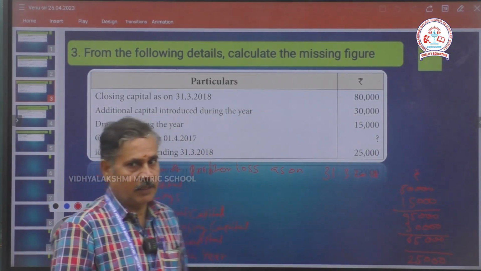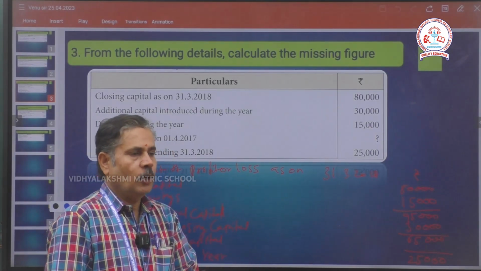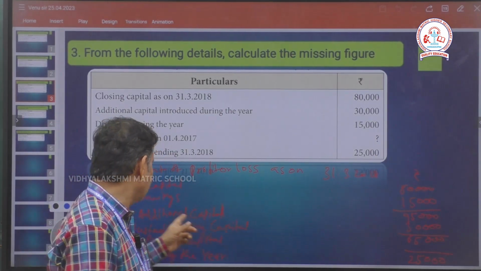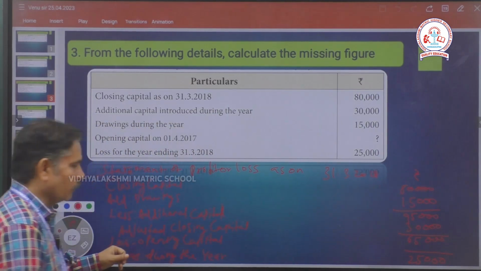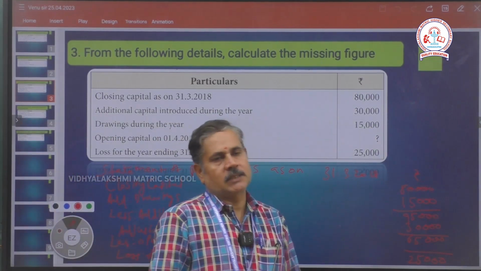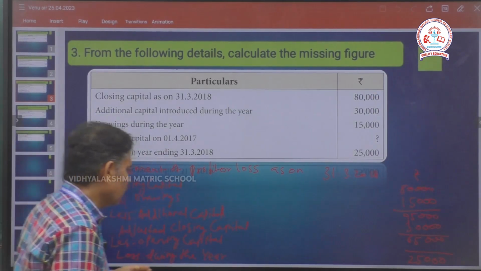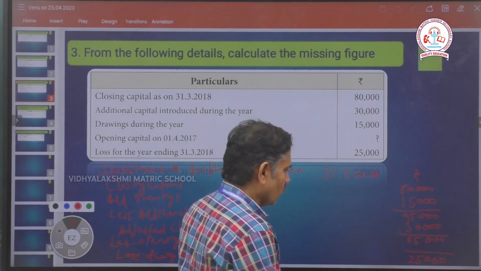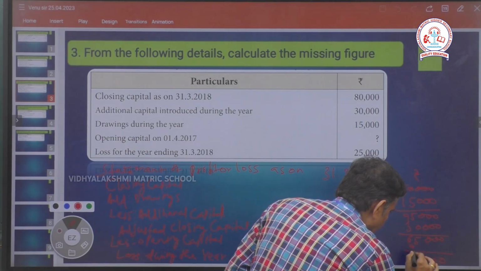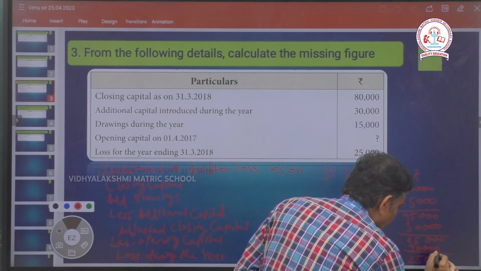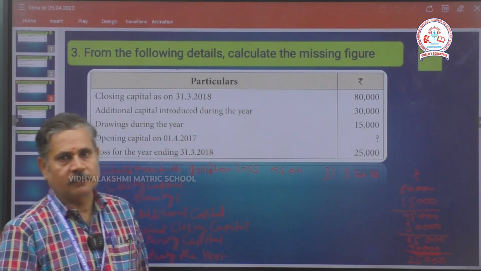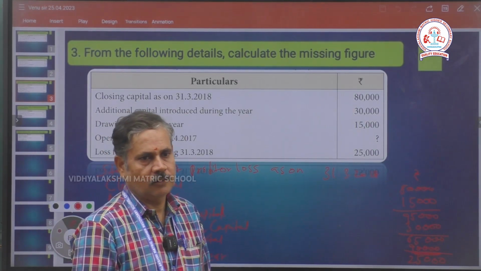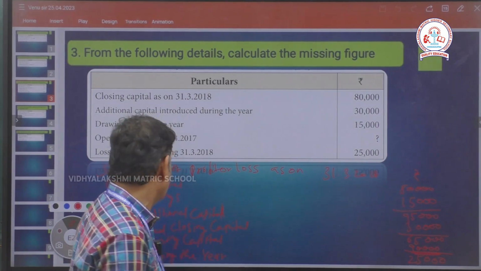Loss during the year 25,000. Keep in mind, whenever you find out the result and a loss is given, you always add it to the adjusted closing capital. For example, if profit is given, you always deduct it from the adjusted closing capital. So here the loss is given, so you take the adjusted closing value 65,000 and add 25,000. Now we find the answer of opening capital is 90,000. Very clear? So this way we find the opening capital. Okay, students, do you understand? Okay, next.